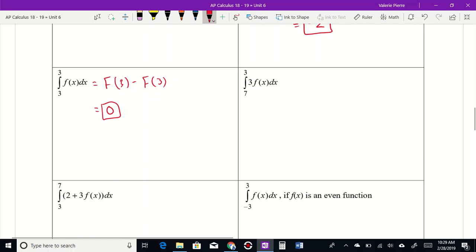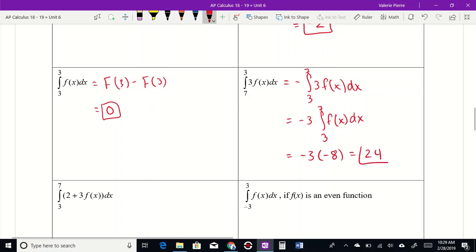Now for the integral from 7 to 3 of 3 f of x dx. Since this has switched my limits of integration, we're going to rewrite it as a negative, integral from 3 to 7 of 3 f of x dx. And then since we have a constant here, we can pull that out. So that'll be negative 3 times the integral from 3 to 7 of f of x dx. So we'll have negative 3 times negative 8, which is equal to positive 24.